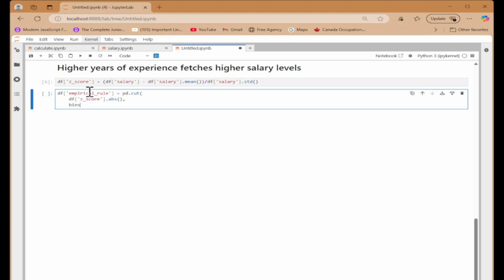Bins, let's get some bins. Let's specify some classes, class intervals type. Bins equals 0, 1, 2, 3, float inf. Anything above 3 will be captured by this float inf.